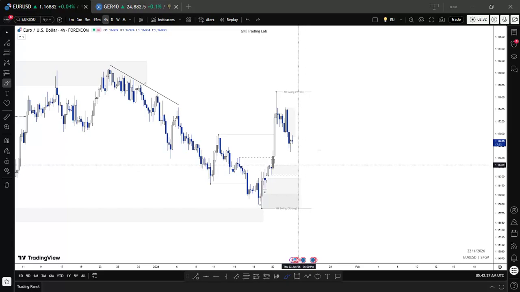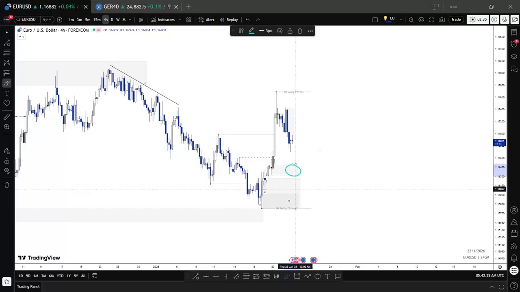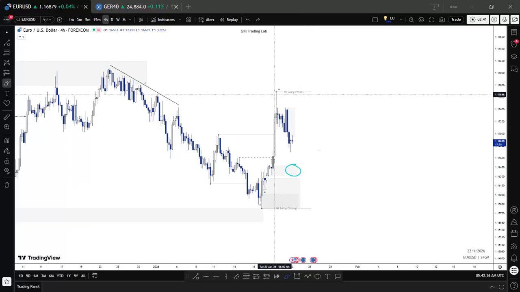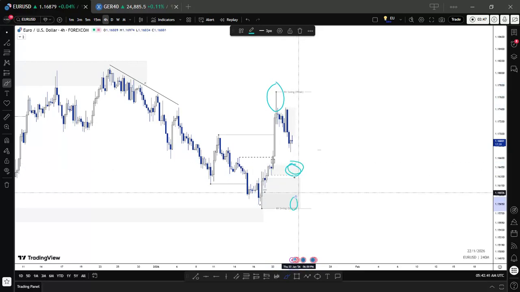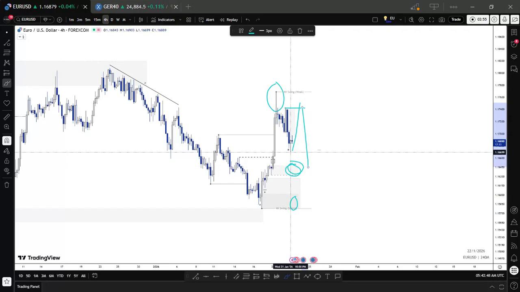For longs, I'll be interested in longs once price mitigates either this or this. Another way I can be interested in longs is if this order flow shifts bullish. But from this week, I'll only be interested in longs once price mitigates this demand. A bullish iCHoCH could be a sweep, something to be aware of.